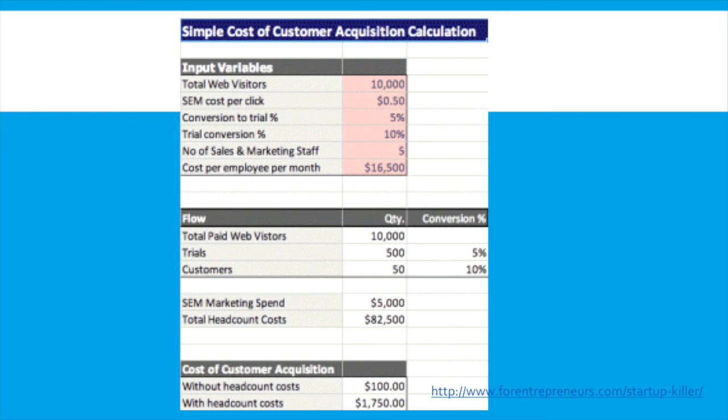or if you want to include your actual staff, people that you're paying, it's 1750. So you have to make sure these customers' lifetime value is going to be at least more than 1750, because if not, then you're bringing in customers, but these customers are not going to keep you in business. Your business is going to go belly up.